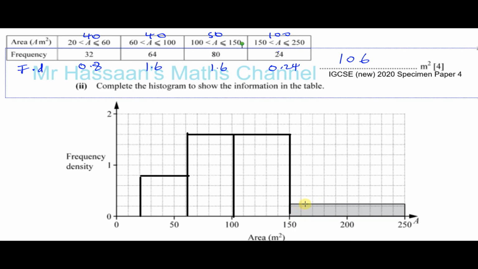Now the last bar here is already drawn for us, but we can check in case we have made a mistake or something. And you can see that this is supposed to be 0.24, well this is 0.2, this is 0.3, so it's kind of like it's in the right place.